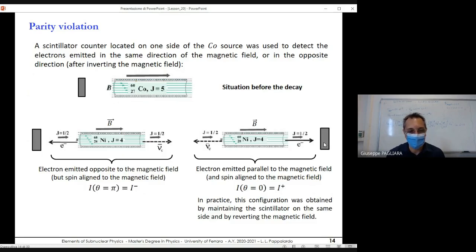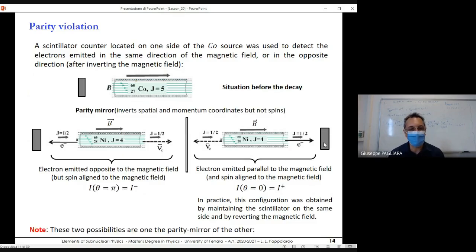So we have these two possibilities, and let me note that they are the parity mirror of one another. Suppose here we have a parity mirror, which, as you know, inverts coordinates and inverts momentum, but does not touch angular momentum or spin. So if you compare left with right, the momenta are inverted, but the spin remains the same. This is a parity mirror.